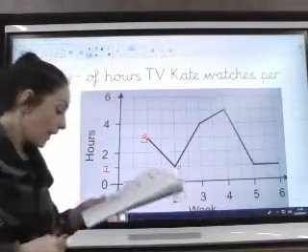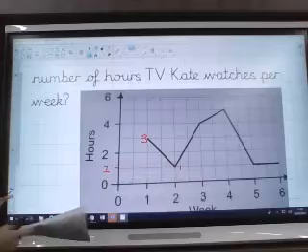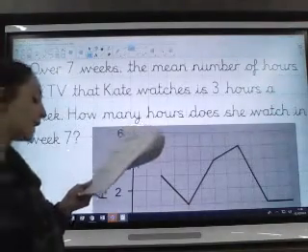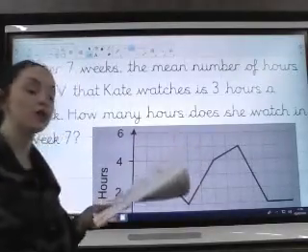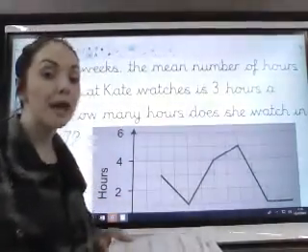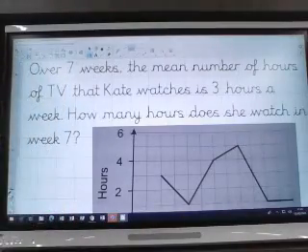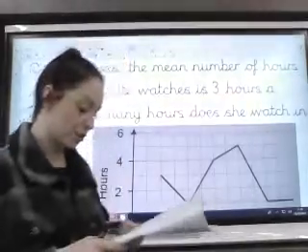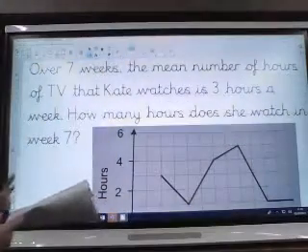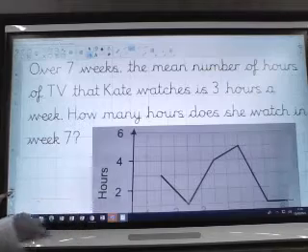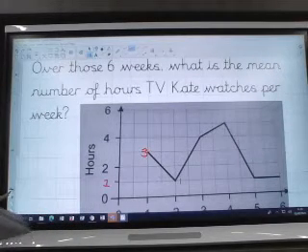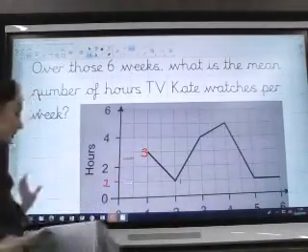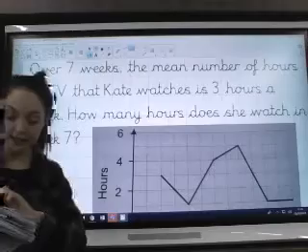Okay. On the next bit then, on the same one, it says, over 7 weeks, the mean number of hours of TV that Kate watches is 3 hours a week. How many hours does she watch in week 7? So this is one where we've got to work backwards again, a bit like on question 1. So we know what the mean number of hours she watches over 6 weeks is, whatever your answer for this one is. So that was for the first 6 weeks.